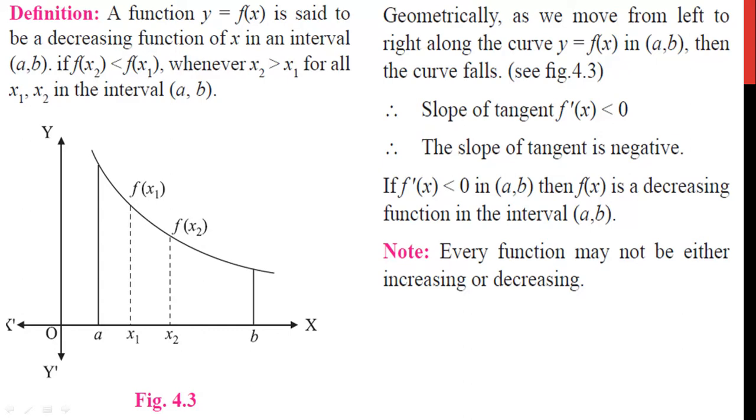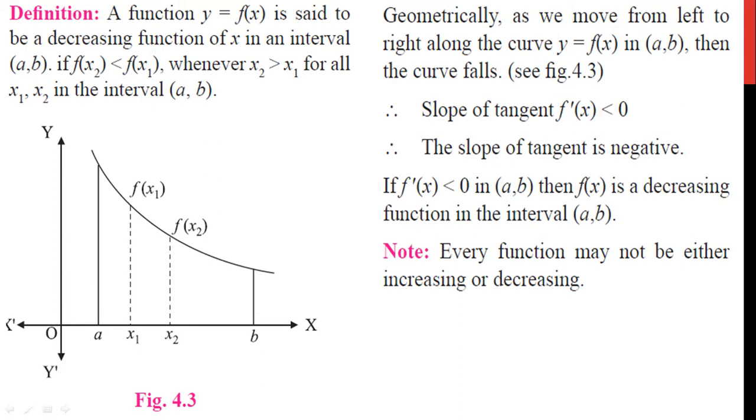That means whenever from left to right the values of x are increasing, at that time the values of y are decreasing. See, for x1 there is f of x1 and for x2 there is f of x2. Here x2 is greater than x1, but f of x1 is greater than f of x2, or you can say f of x2 is less than f of x1. See the figure carefully, you will get a clear idea about this. This is the decreasing function. So geometrically, as we move from left to right along the curve y is equal to f of x in AB, the curve falls.